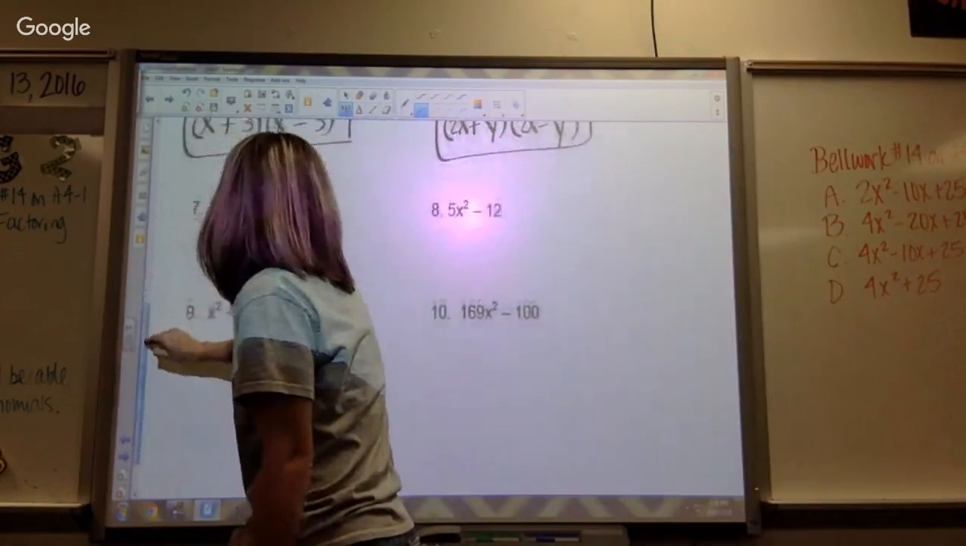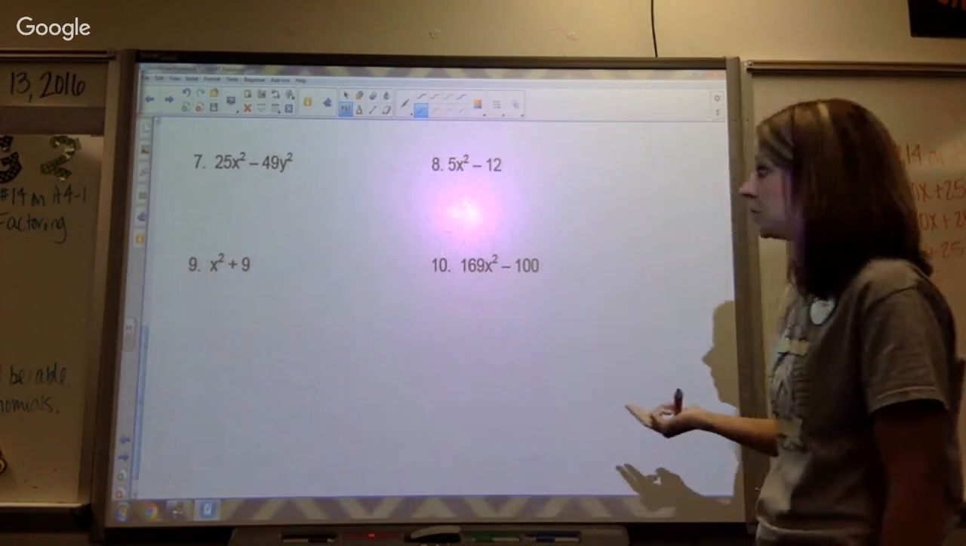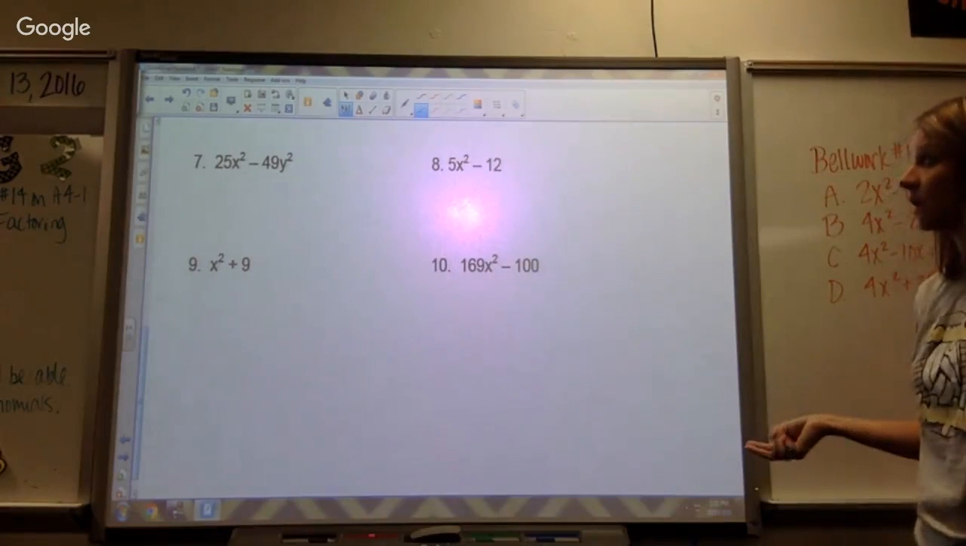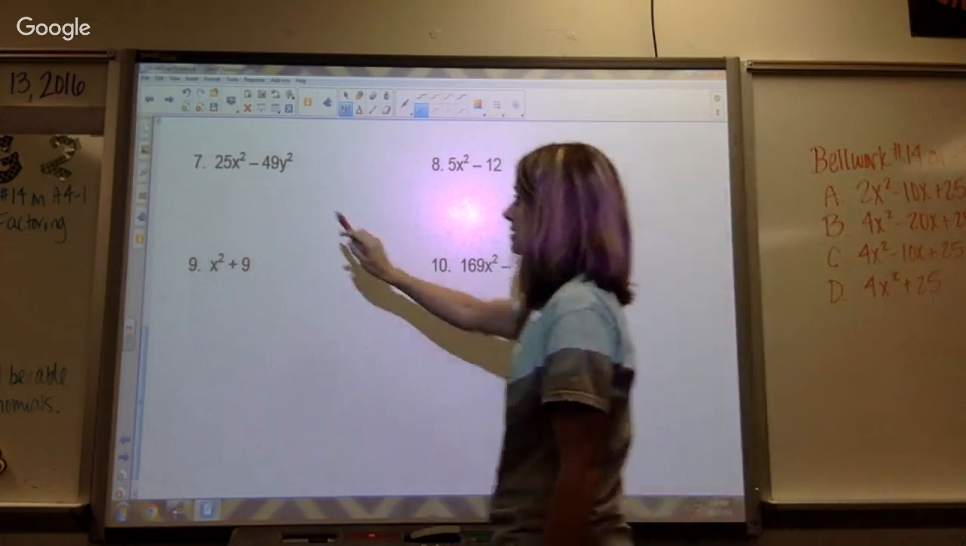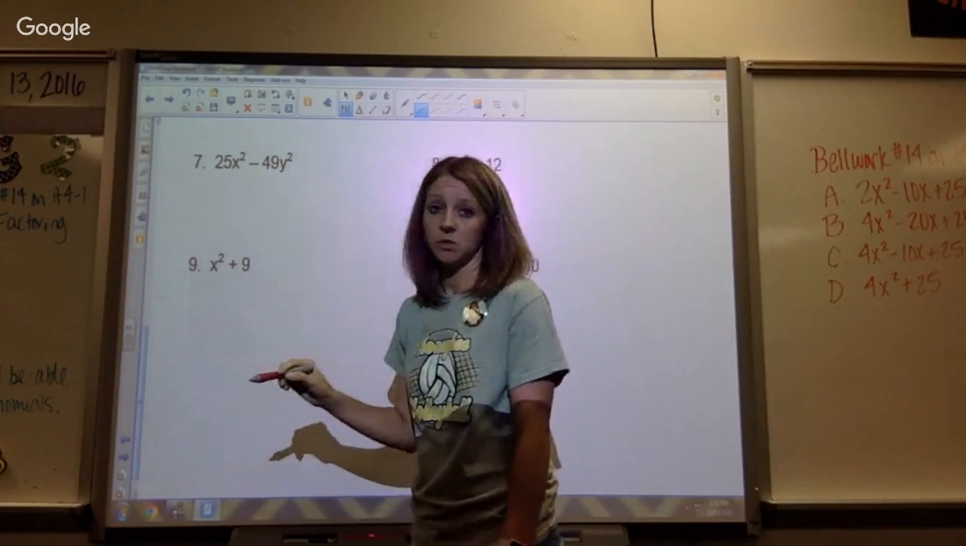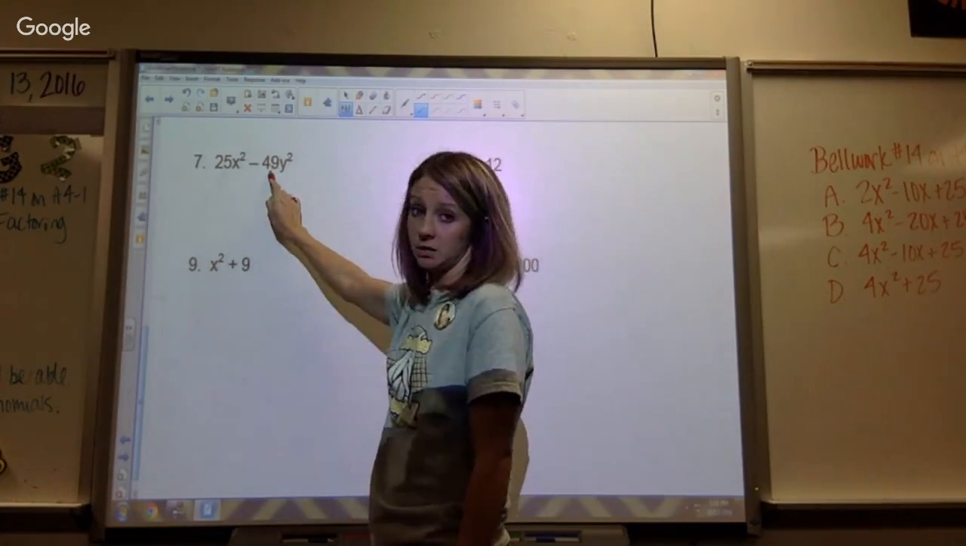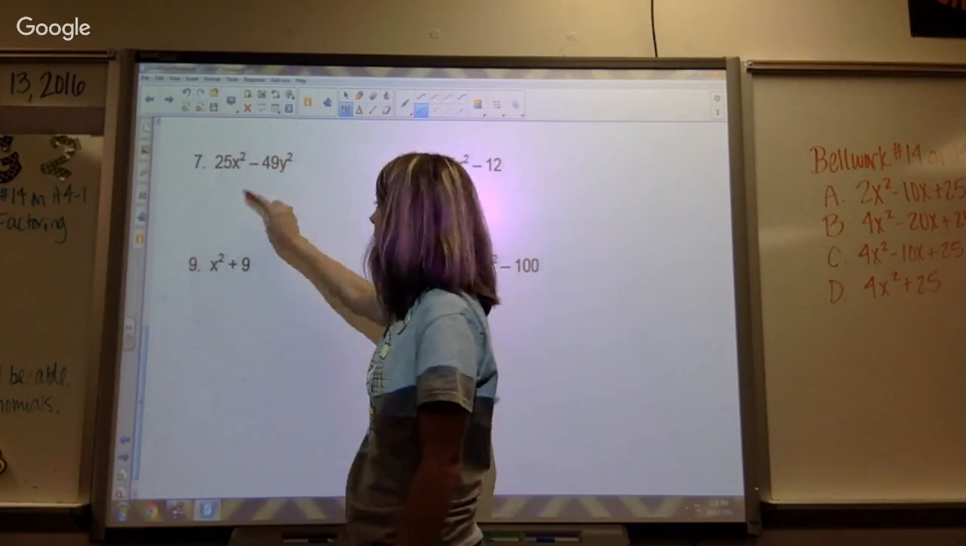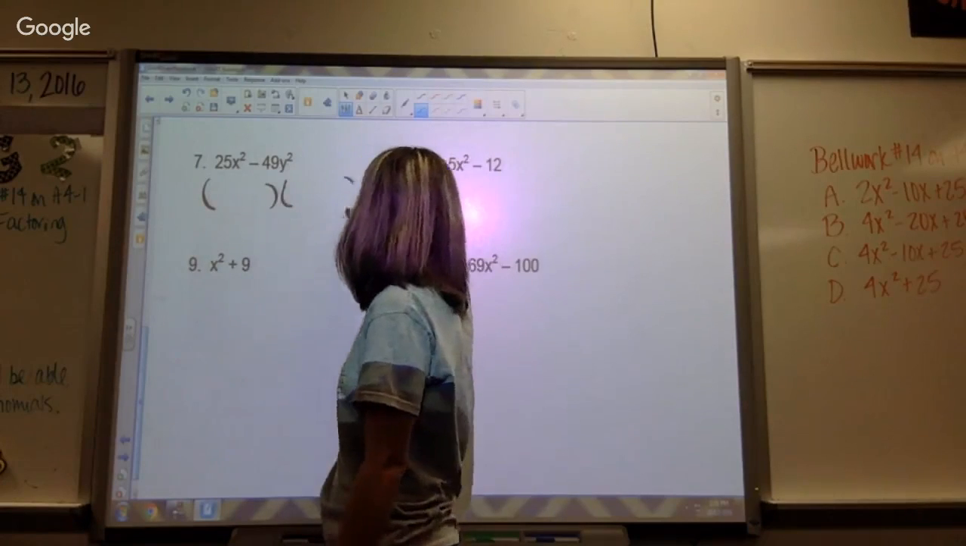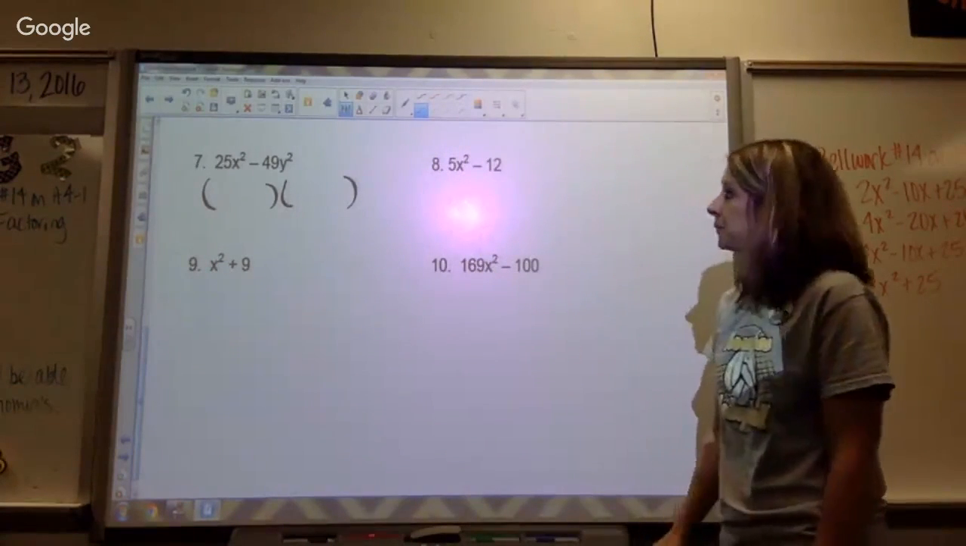Okay, number 7. Two terms. They don't have anything in common, so we're checking for difference of two perfect squares. We are subtracting. 25 is a perfect square. 49 is a perfect square, and so is x squared and y squared. So this is difference of squares.